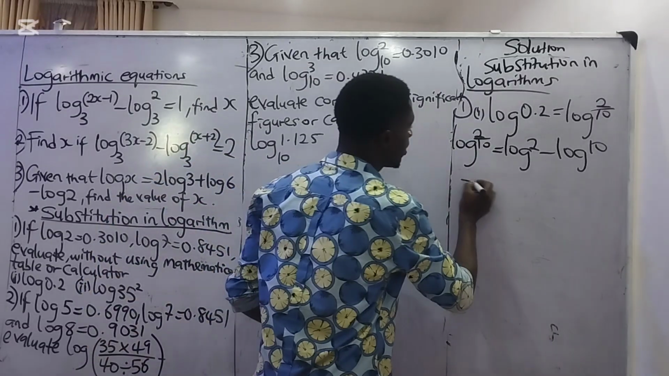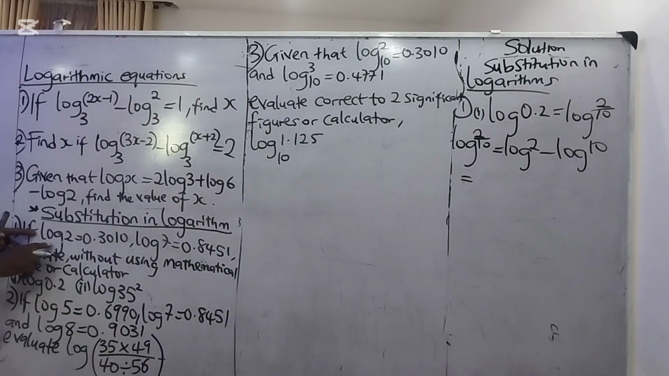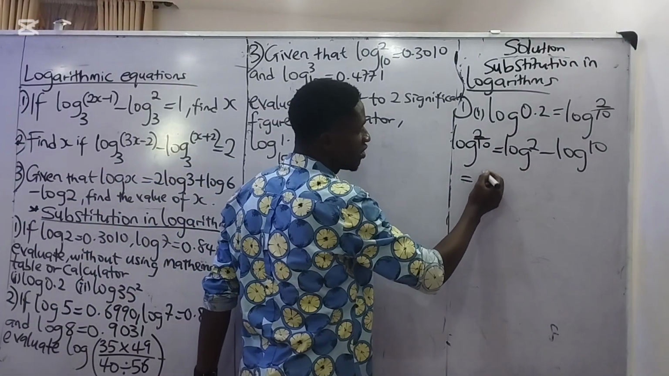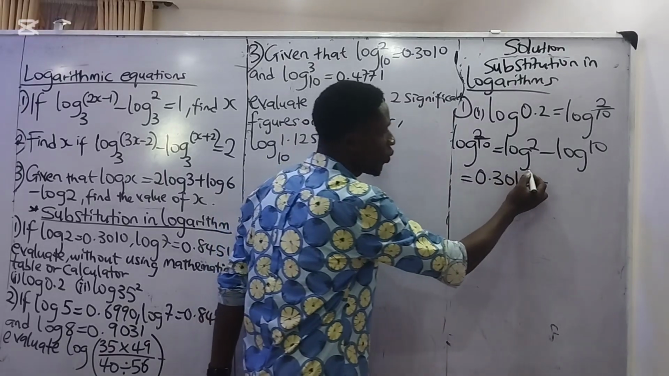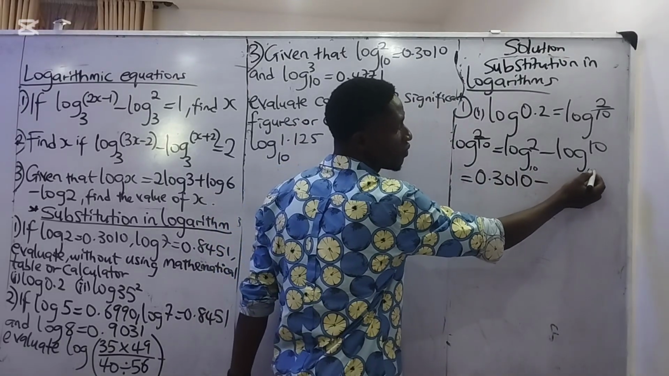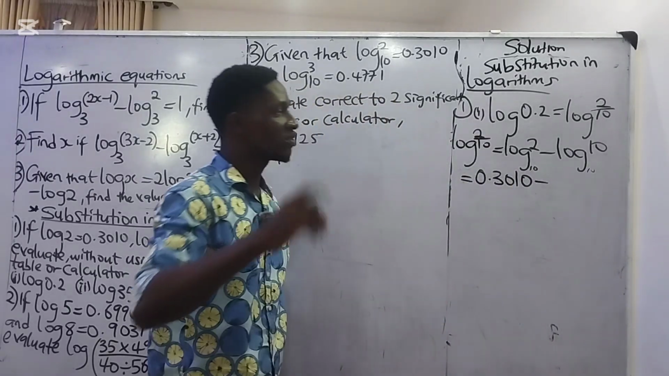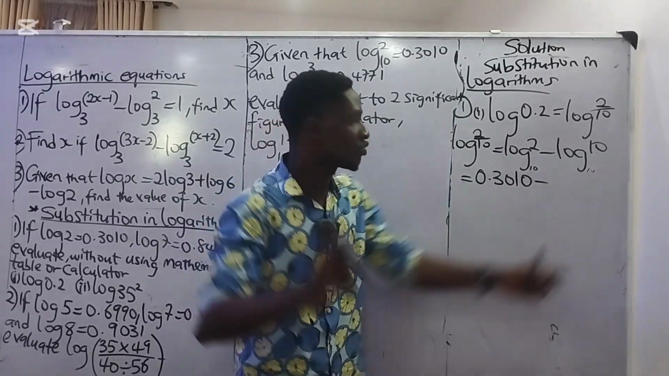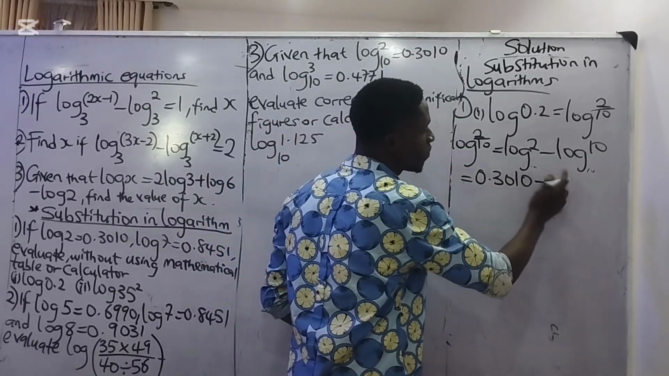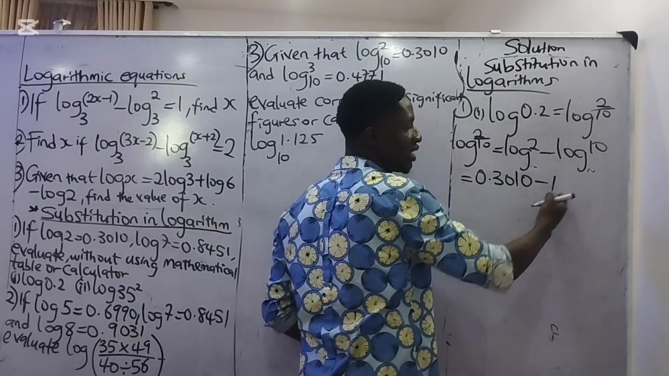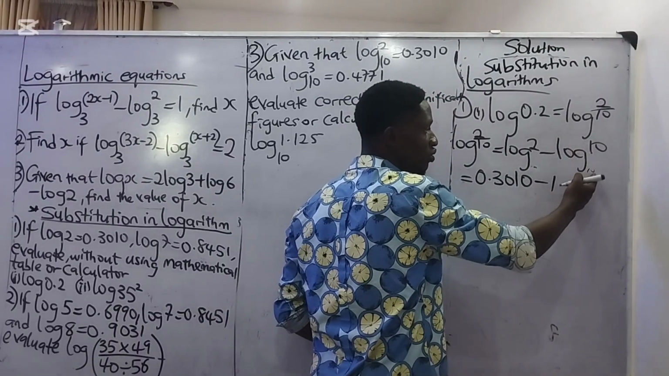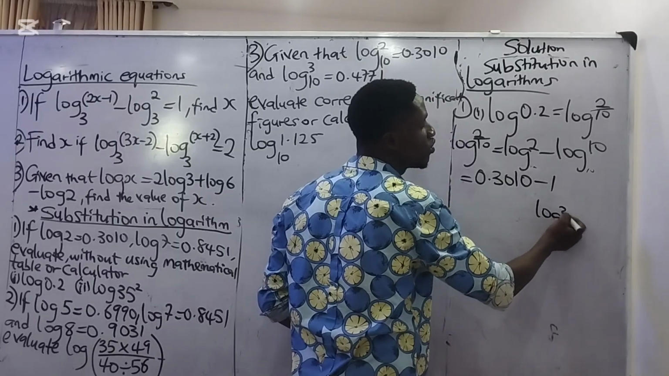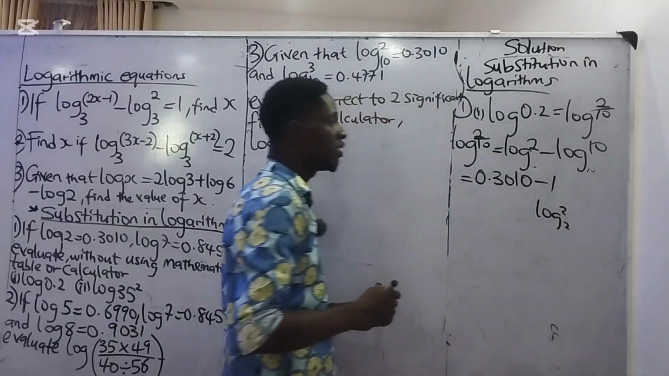Going by this, go to the question. You can see that we are given log 2 as 0.3010. So I'll come to this place. This is 0.3010 minus log 10. When there is no base here, it is base 10. Take note of that. And in one of the laws, any logarithm to its base is 1. So 0.3010 minus 1, because 10 to base 10 is 1. For example, log 2 in base 2 is 1, log 3 in base 3 is 1.